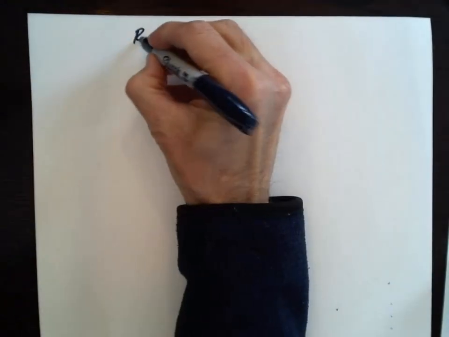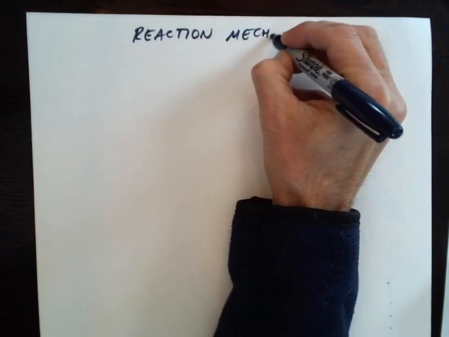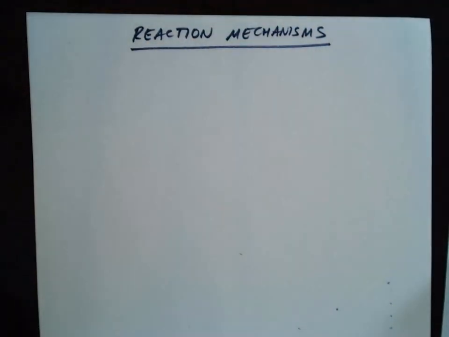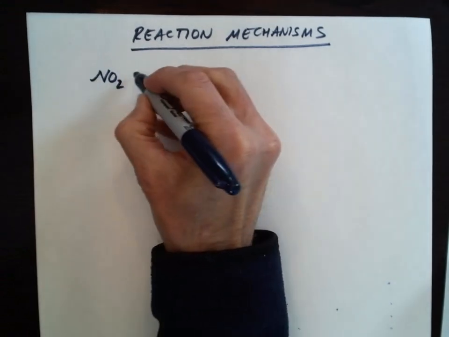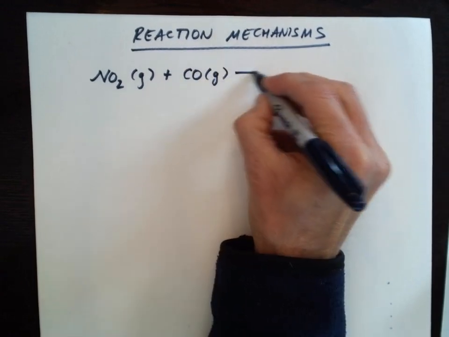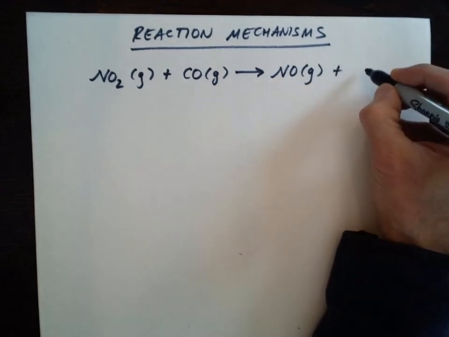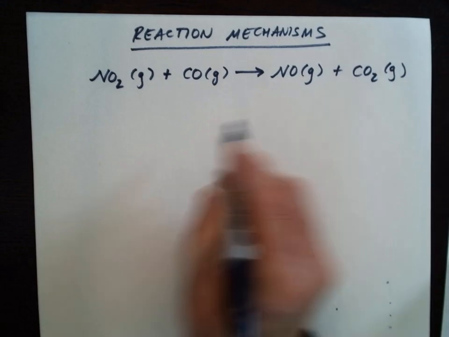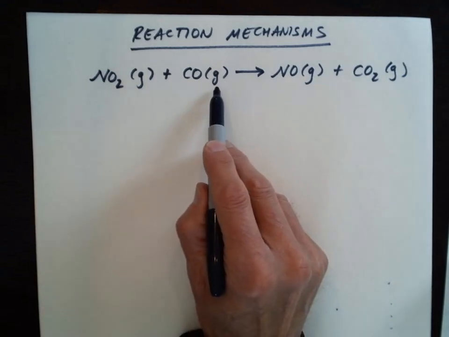All right, we are now going to start a discussion of reaction mechanisms, which are the actual chemical steps that occur in the process of a chemical reaction. So let's say, for example, we have this particular reaction here. Nitrogen dioxide in the gas phase reacts with carbon monoxide in the gas phase, and that produces nitrogen monoxide gas and carbon dioxide gas. So in this reaction, it looks like an oxygen is just swapping positions. It's going from the nitrogen dioxide to the carbon monoxide.